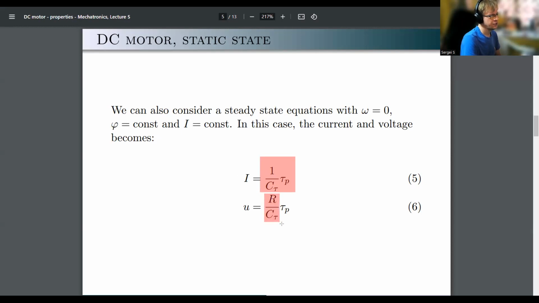And here you have r divided by c tau. So still, it is the same logic as before. C tau decides how much current you need to compensate for the payload, and R decides how much voltage you need to compensate for the current that compensates for the payload. Okay, so it's again Ohm's law. All right, that's it. So for the case when angular velocity is 0, it is quite trivial, all of this.